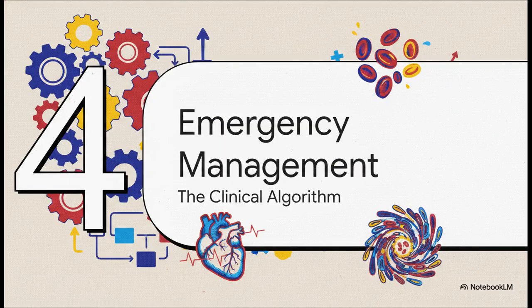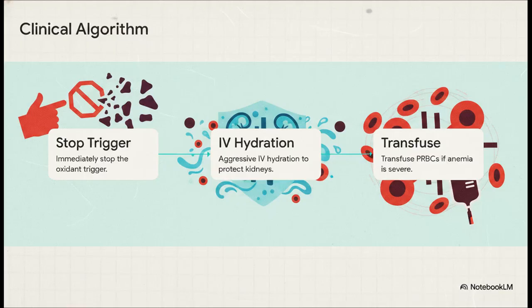All right, part 4, emergency management. Let's lock in the clinical algorithm. Managing this really comes down to 3 high-yield steps. Step 1 is the absolute most critical. Identify and instantly stop the offending oxidant trigger.